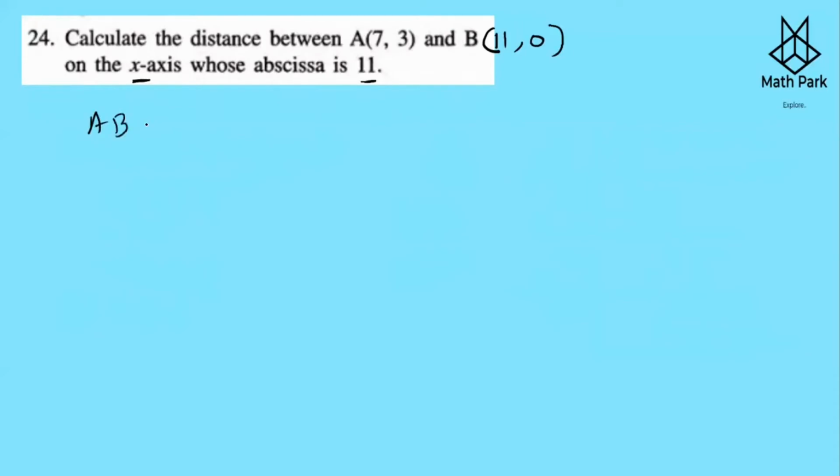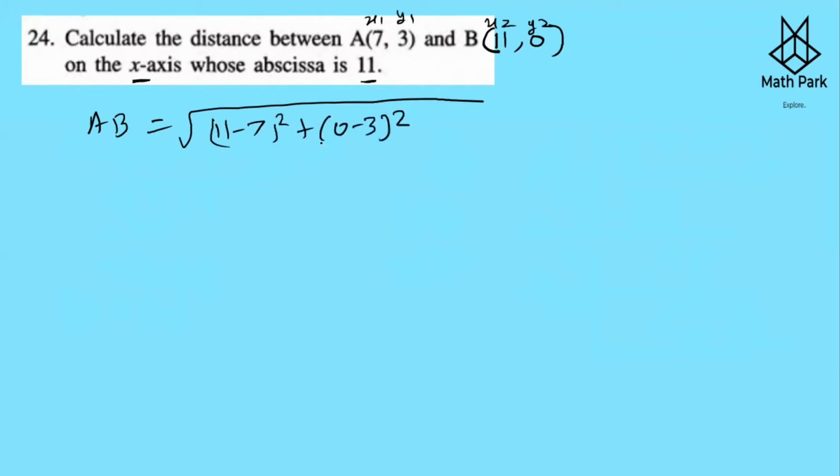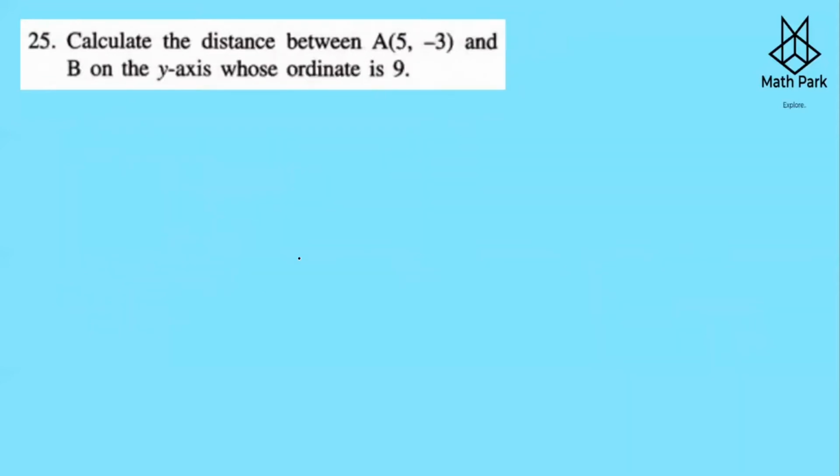So we get AB is equal to, let us take this as x1, y1 and this is my x2, y2. So we find here the square root of (x2 minus x1), that is (11 minus 7) the whole square, plus (0 minus 3) the whole square. 11 minus 7 is 4, square is 16, and minus 3 square is 9. 16 plus 9 is 25, and root 25 we get as 5 units, which is the distance AB. Got it?